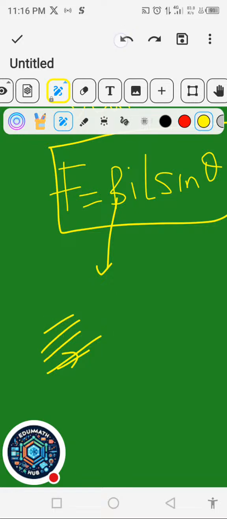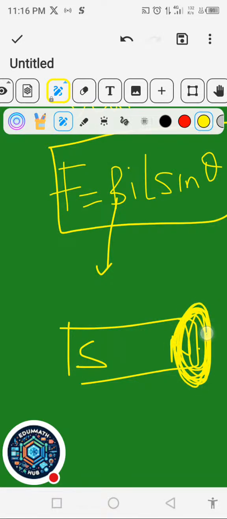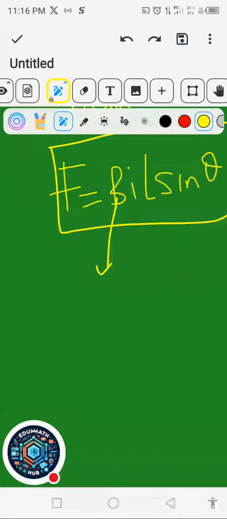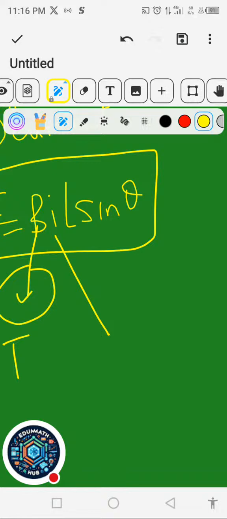In a normal bar magnet, the fields are higher at the poles like this. That means the density of the magnetic flux at this point is higher. This part is also higher. So magnetic flux density just means how concentrated is the magnetic field? Is it much? Is it few? That's the meaning of B. And the unit of B is Tesla, T.